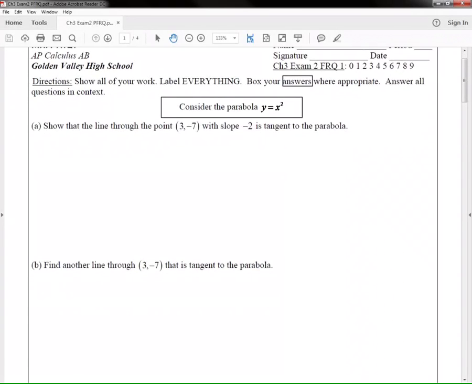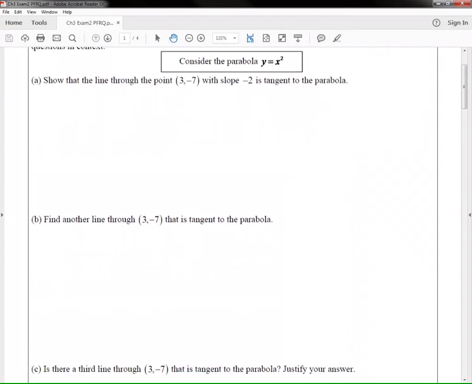Let's get busy with this one. Okay, so this is FRQ number 1. Let's see, there's a parabola that we're given. It says show that the line through this point with this slope is tangent to the parabola. All these questions on this one are really closely related to each other.